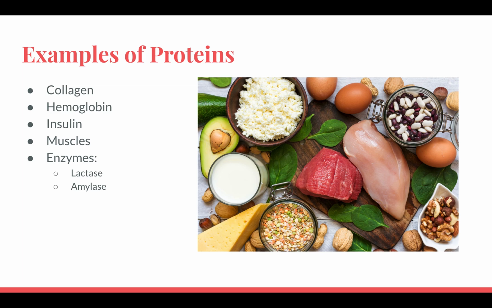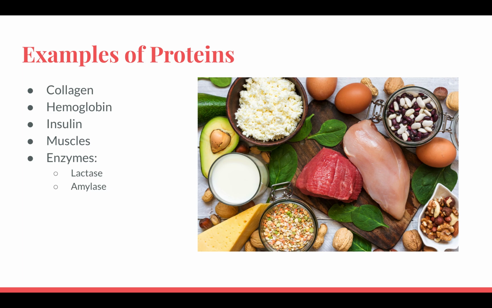Insulin. Remember us talking about diabetes and how people with diabetes don't produce enough insulin in their body to promote normal homeostasis, so they often have to take insulin outside. If you don't have diabetes, your body is normally producing insulin, so that would be an example of a protein. Your muscles have proteins. And then there are different enzymes in the body that are examples of proteins. One is lactase, another is amylase. They're not super important for you to know, but what you do need to know about them is that they break things down. So those enzymes either break things down or speed things up.